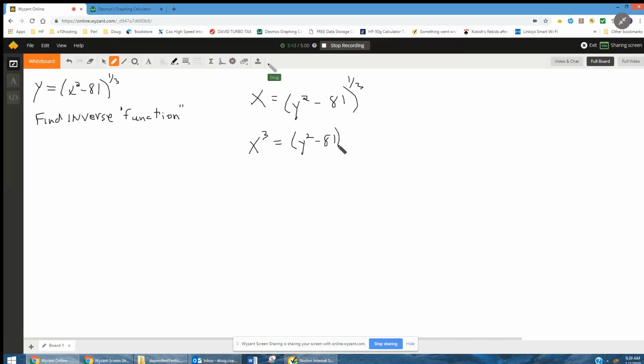And by the way, what you're visualizing is this. We're raising both sides to the 3rd power. You don't necessarily have to show that, but that's what's happening. And when I raise this power to the power of 3, I would multiply these exponents, and that would become a 1. That's, in effect, how I got rid of that fractional exponent. Now, if I add 81 to both sides, I get y squared equals x cubed plus 81.